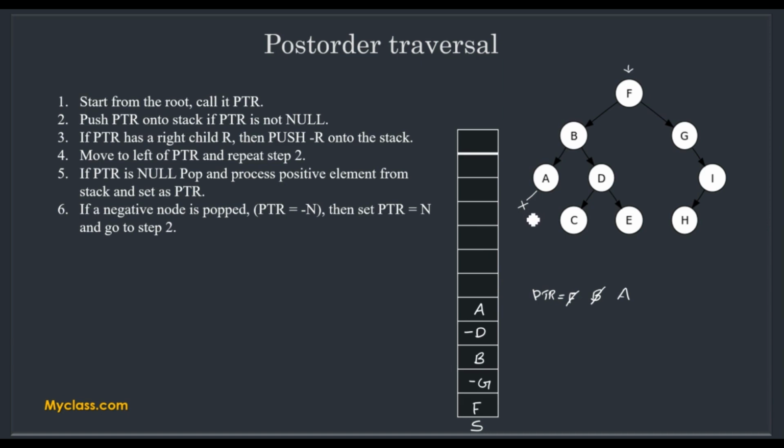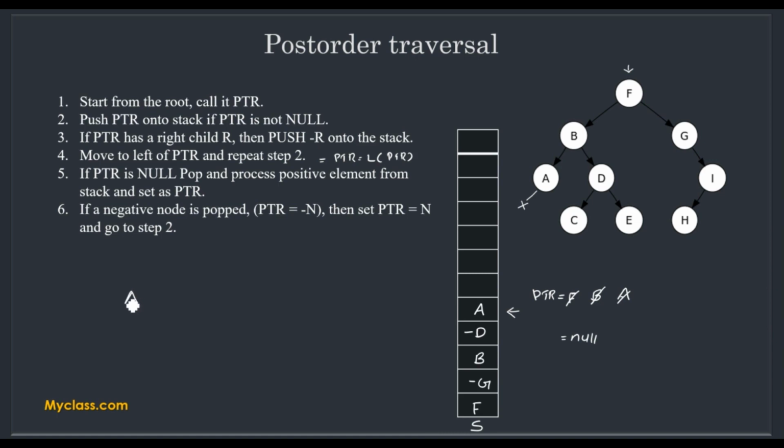Now PTR becomes the left of PTR. Move to the left of PTR means our PTR now became the left of PTR. So PTR is null now because A does not have a left child. If PTR is null, we look back to our stack. Then pop the positive element from the stack and set it as PTR. If PTR is null, pop and process.